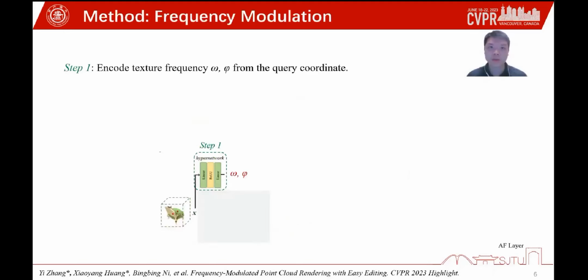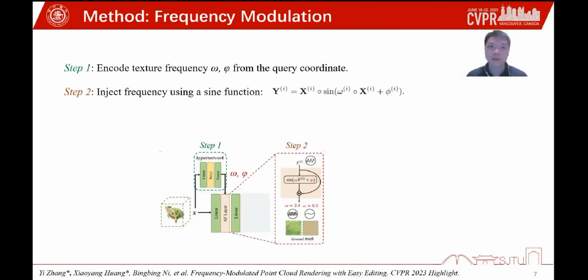To this end, we propose AFNet, which introduces frequency modulation into radiance mapping. First, we encode texture frequency omega and phase phi from the query coordinate x. Here, omega and phi denote the frequency and phase of a sinusoidal signal respectively, and x is a spatial point in a 3D scene. The encoding network is implemented as an MLP, which is composed of two linear layers and a ReLU layer in between. Since its output is injected into the main network consecutively, we call it a hypernetwork.